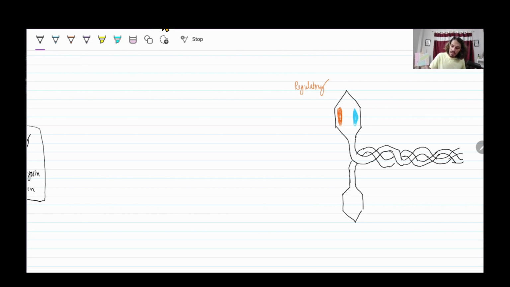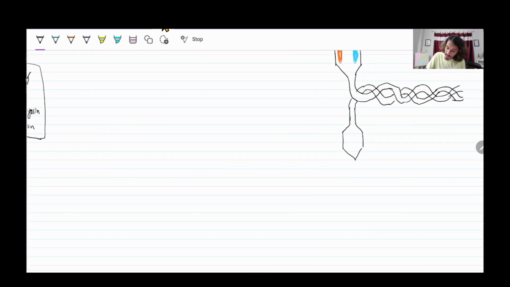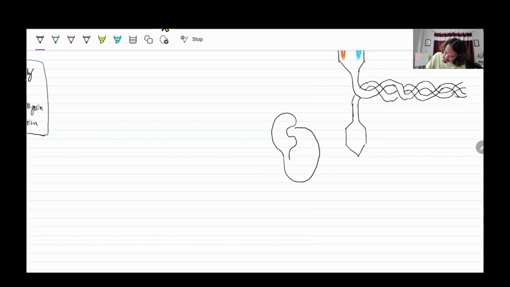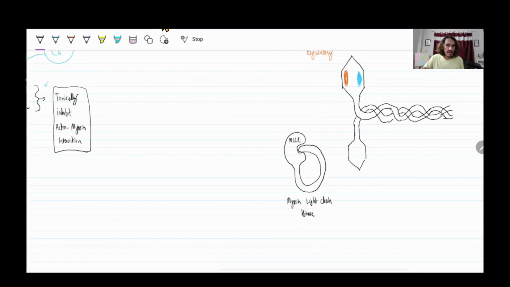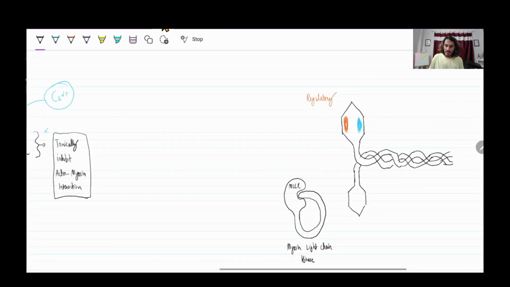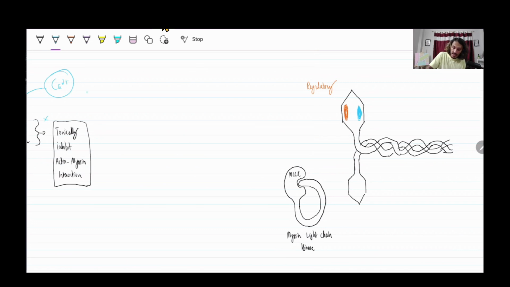Okay, now we're gonna draw another structure which is myosin light chain kinase. This is a myosin light chain kinase. Okay, we'll just keep it there. Now what happens? The calcium which is coming in, where does it go to? This is where you have to draw another structure, calmodulin. This structure is what we call calmodulin.